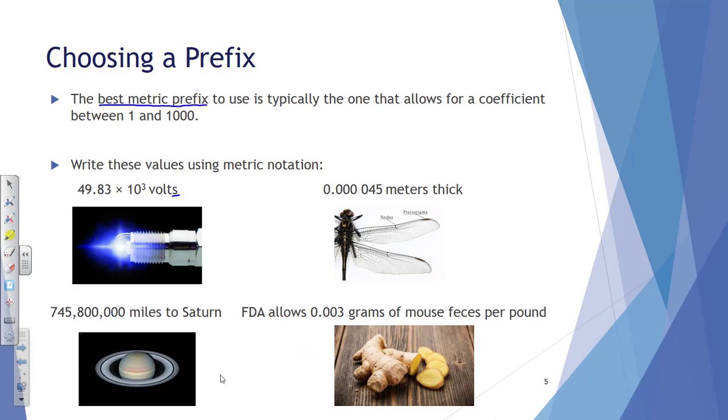The best metric prefix is simply the one that replaces the power of 10 when we write something in engineering notation. So, for example, write these values using metric notation. Okay, 49.83 times 10 to the third volts. We know that 10 to the third is kilo. And so we would say the best metric prefix here is 49.83 kilovolts.